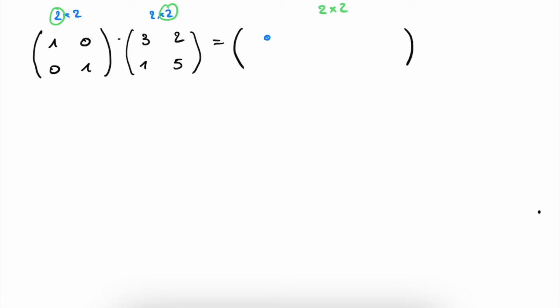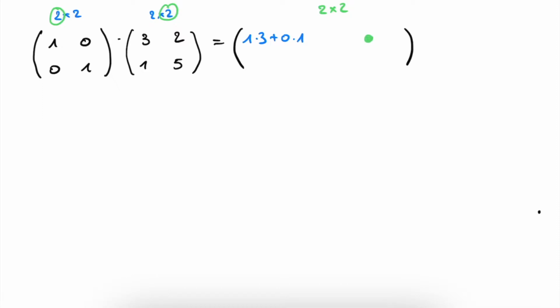We first determine the first element here on the first row and the first column of our resulting matrix. To do this, we'll be looking at the first row of the first matrix and the first column of the second matrix. More specifically, we'll be multiplying these two numbers and adding the product of these two numbers. And then you'll get the following. So we get 1 times 3, plus 0 times 1. And that's already the first element of our matrix multiplication.